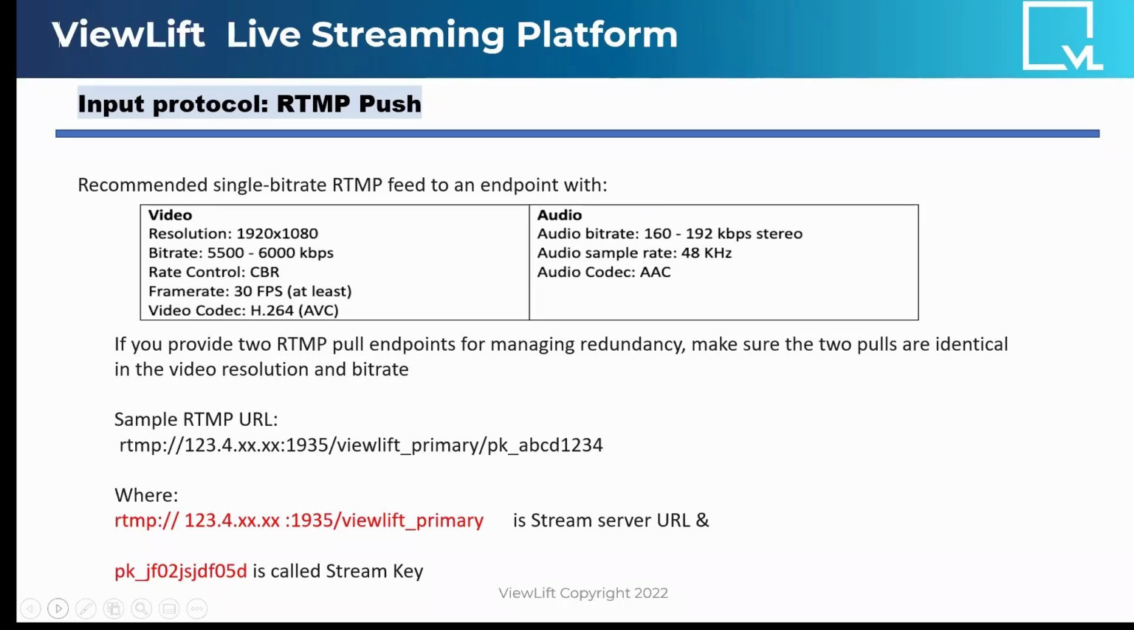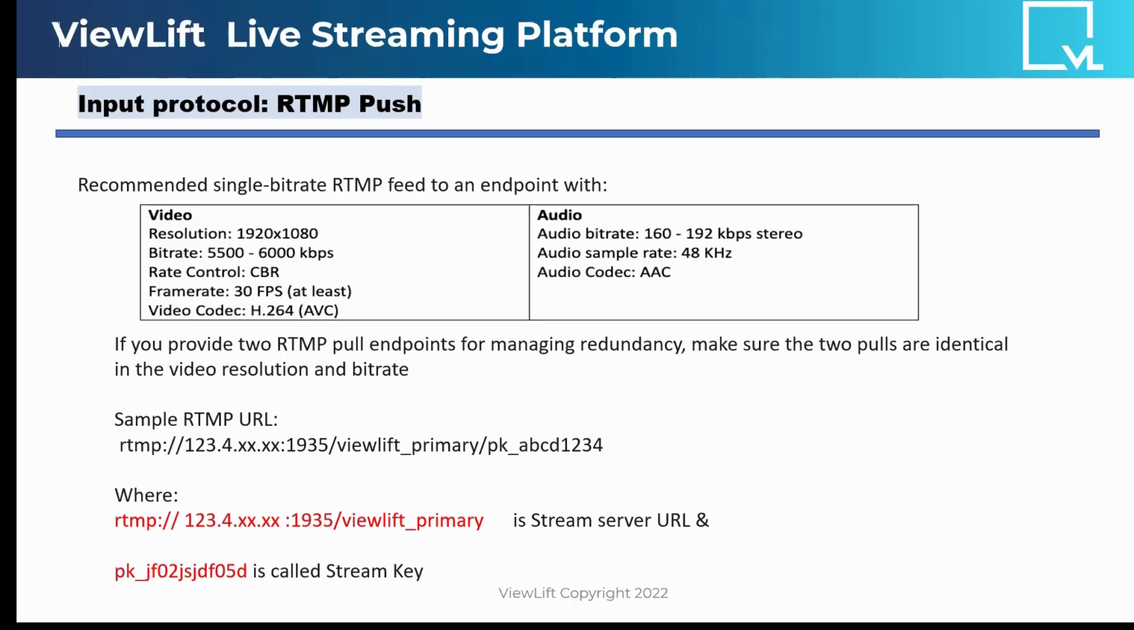I have also explained a sample RTMP URL, so you can see here. There would be rtmp:// followed by some public IP, then the port number 1935, then a slash, viewlift_primary, then a slash and PK_ABCD1234. I'm explaining this because sometimes I have realized that the engineer configuring the encoder creates some problem, and we don't get a proper stream, and we could not establish a connection between our encoder and the client-side encoder.